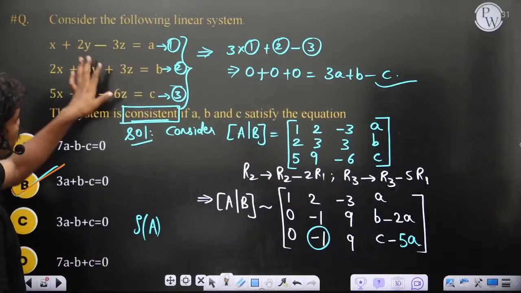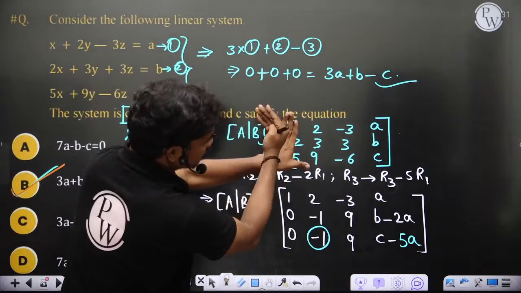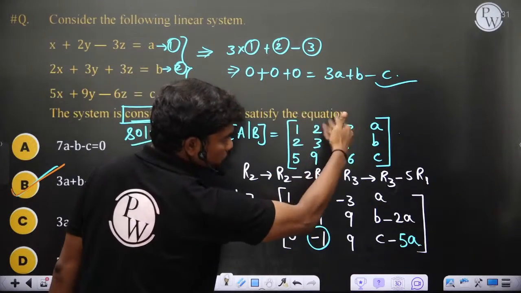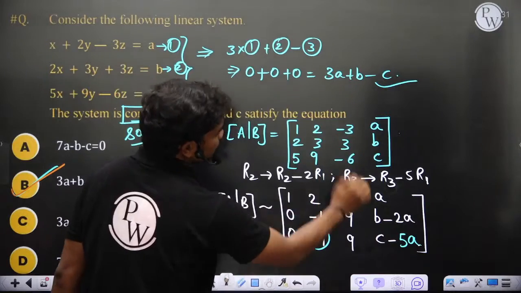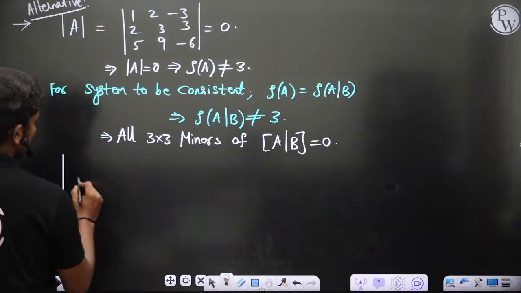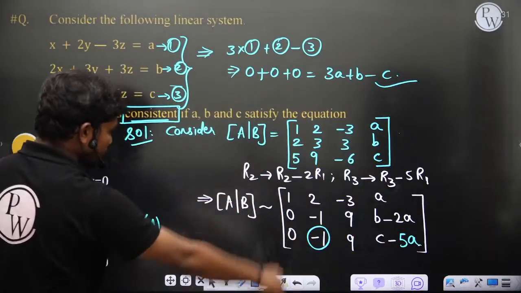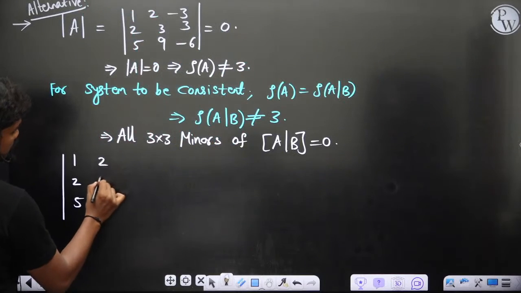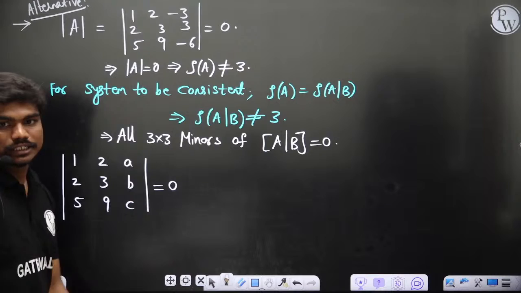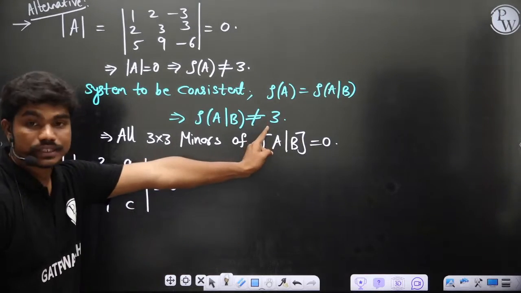So for example, if I skip the first column, this 3 by 3 minor should be 0. If I skip the second column, the 3 by 3 should also be 0. If I skip the third column, then also it should be 0. So let me skip the third column. Then I have 1 2 5, 2 3 9, and A B C. This determinant should also give me 0, of course. In fact any 3 by 3 determinant I take should be 0, because this rank cannot be 3, it should be less than 3.